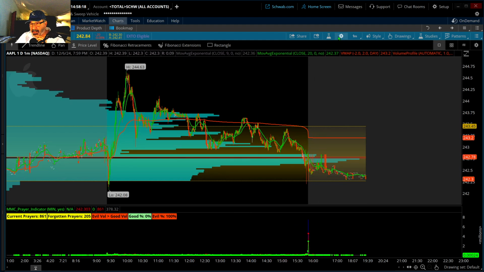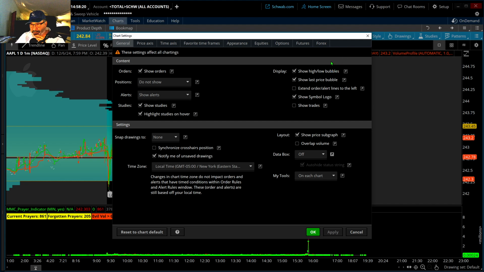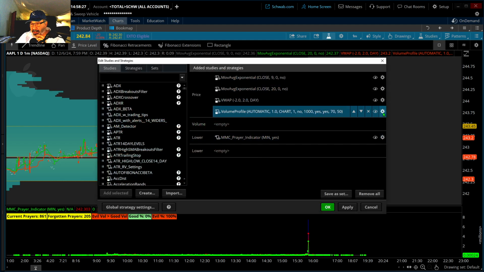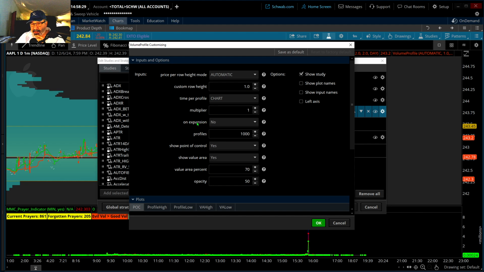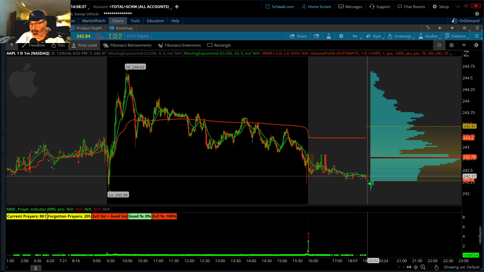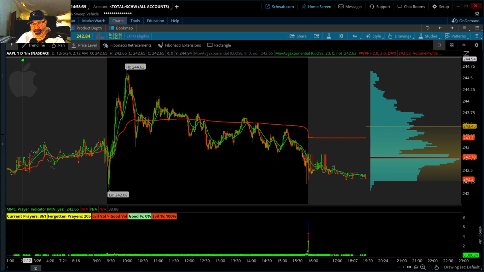Now, when this typically opens, I keep doing the wrong thing. When this typically opens, go to the gear wheel here. This on expansion says yes here. So I'm going to go back to what you typically see. Apply. See, typically, it will be over here, and you'll have it for a different time frame, maybe a 5 minute or something.